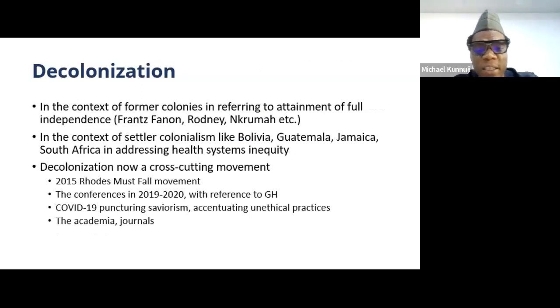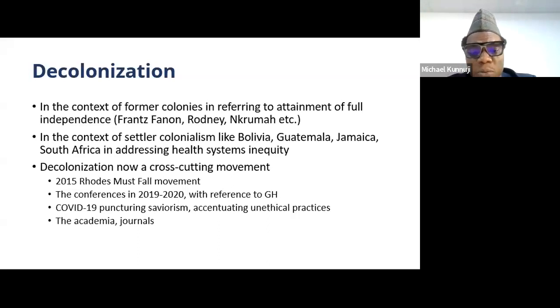So the concept of decolonization itself has featured prominently in three key related contexts. And the first is in the context of former colonies seeking full independence, as found in the works of writers like Fanon, Rodney, Nkrumah, and several others. It has also been used in the context of settler colonialism, as Gabrielle mentioned earlier, where colonialists have settled with indigenous peoples and have established a parallel system in virtually all aspects of life, with the culture of the colonizers treated as superior and those of the indigenous peoples as inferior or even barbaric.